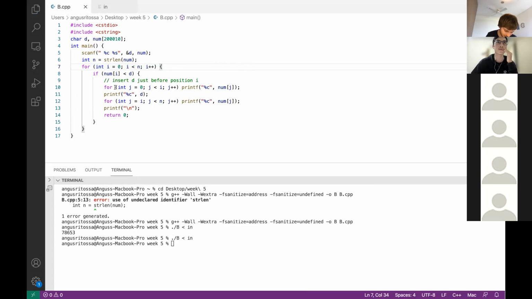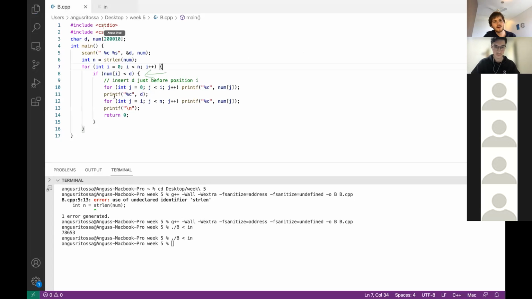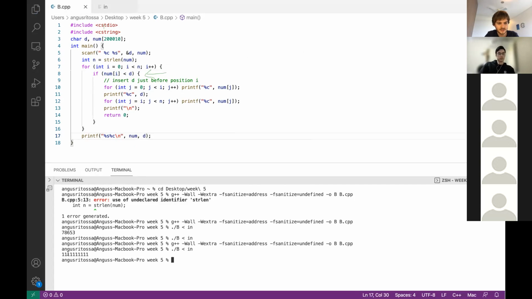Well, it's outputting nothing because this if statement here is never being run. That's because all our values here are ones, and because all our values are ones, this 1 is never smaller than any of these ones. In this case, we can just pop the 1 on the end. So in the case where this statement never happens, at the end, we can just print our string followed by the character D. And so now in this case, it'll print out the correct answer.